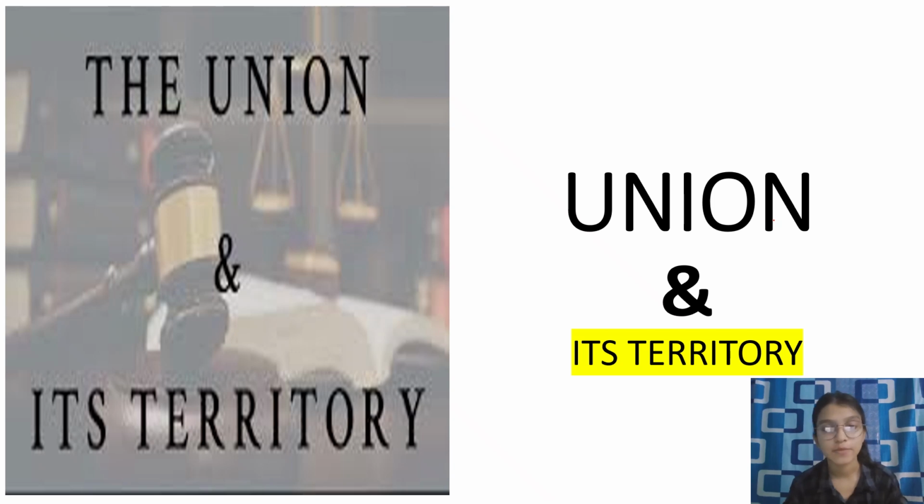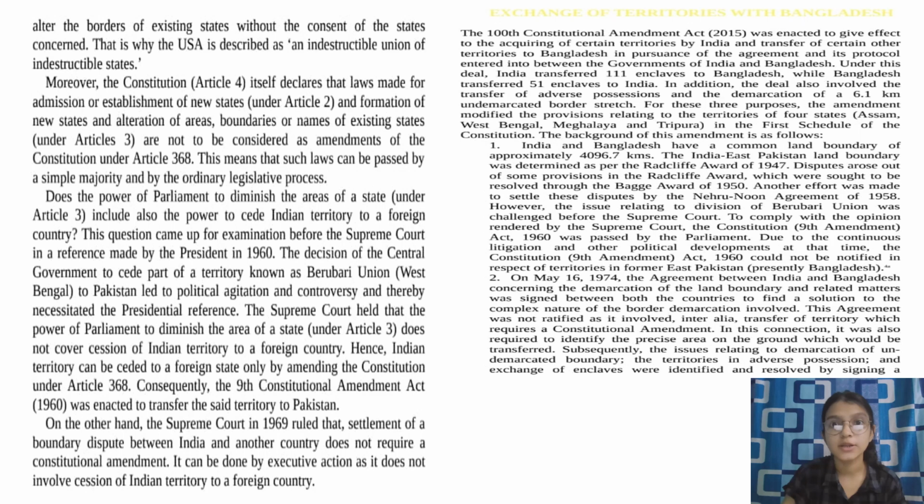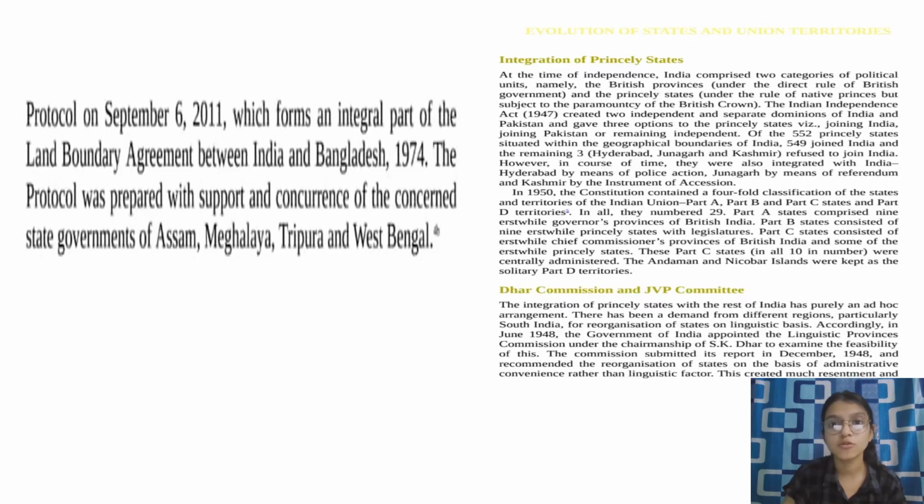Subject matter from this chapter. There is only one particular topic left, which I'm going to talk about today. So let's move into it. These are some of the topics that we have already covered relating to the Parliament's power, what Articles 1, 2, 3, and 4 talk about. So today we are going to talk about the evolution of state and union territories.